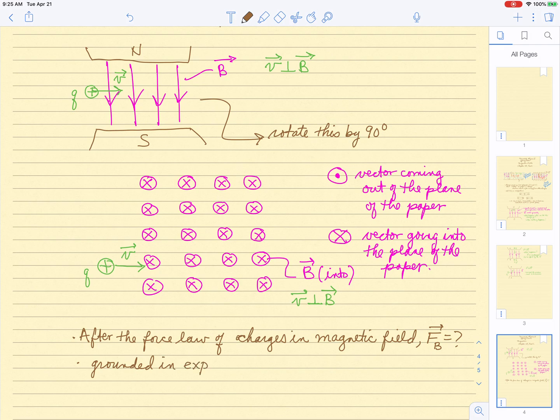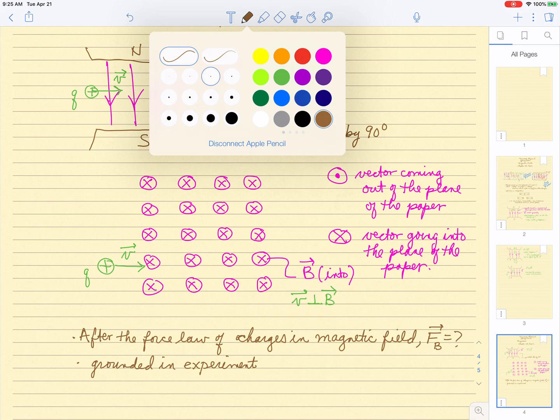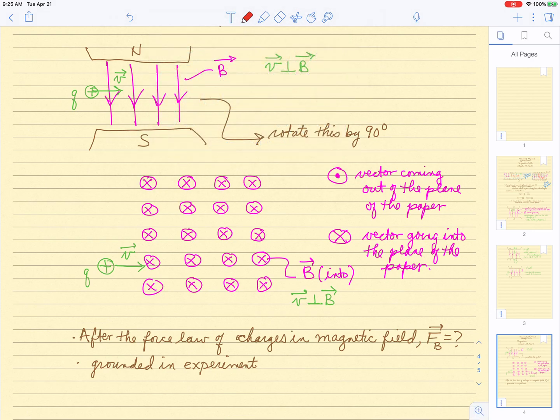much like what we're doing here on paper. We're doing sort of thought experiments, grounded in experiment. And so what was noticed here is that as this charge entered the magnetic field, what happened is that it traced out a circular path. Okay.